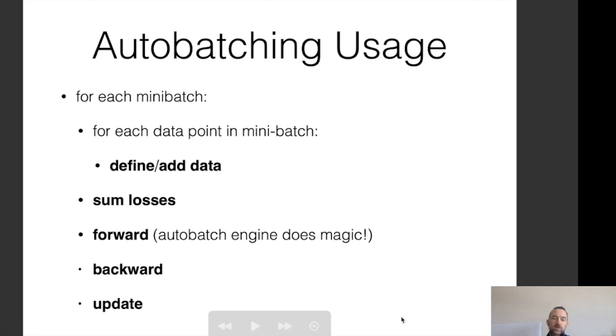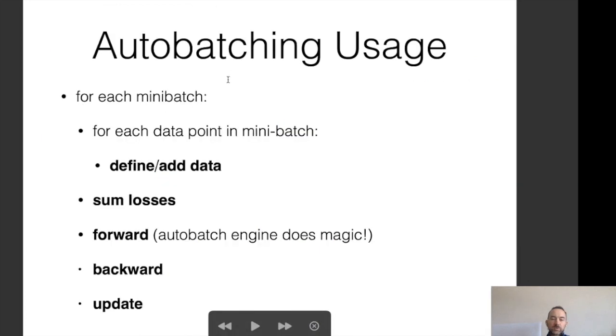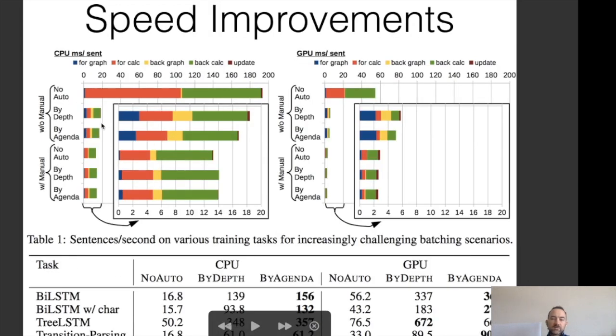Basically the way it works is for each mini batch and each data point in a mini batch, you define and add data, you sum the losses together, and then you call the forward algorithm where it automatically combines together mini batches of different sizes, et cetera. And this is a figure from a paper where we talk about automatic mini batching, and basically it gives you very good improvements that come close to what you would get from manual batching without the extra effort of doing this.